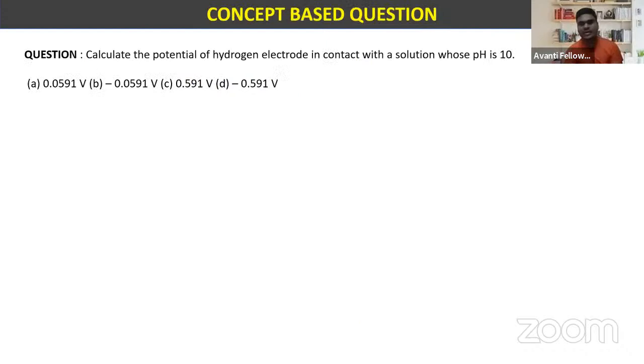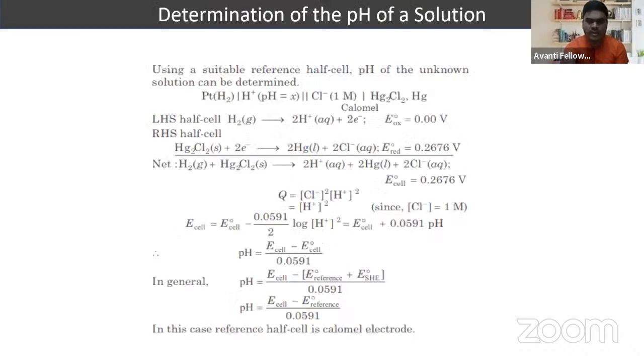So this is how we can actually calculate. You can calculate the potential value of the hydrogen electrode by just using the pH, using this formula here. You can actually calculate this.